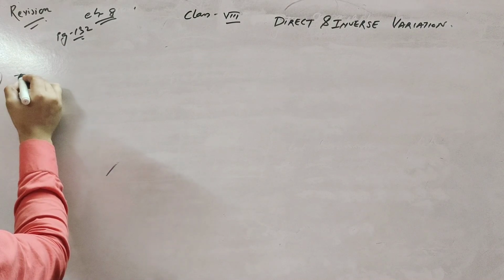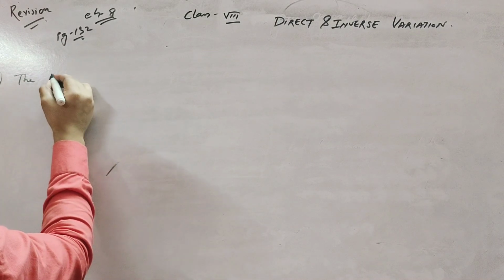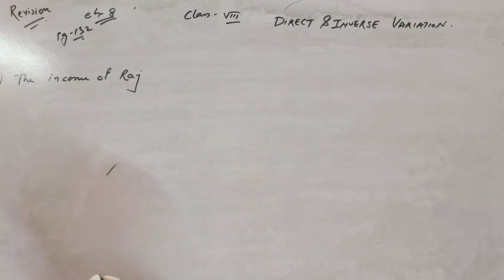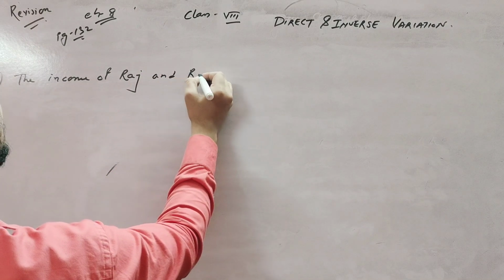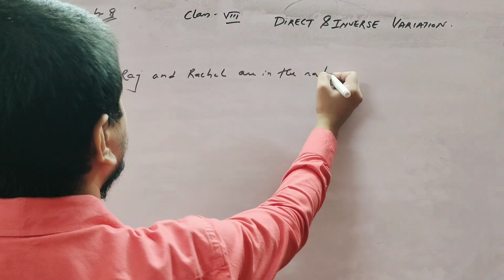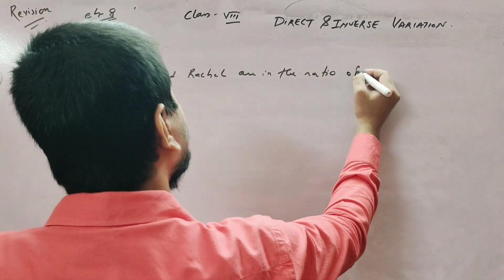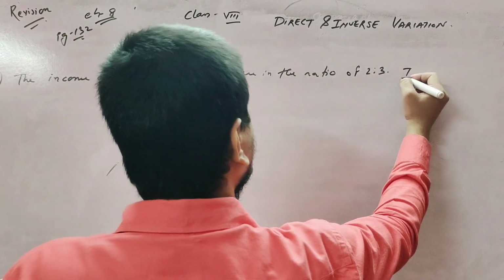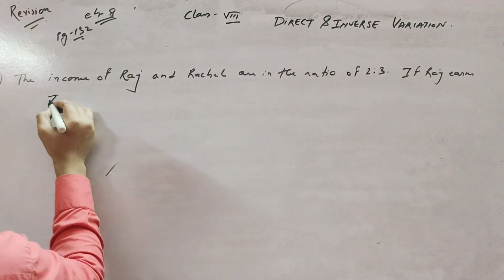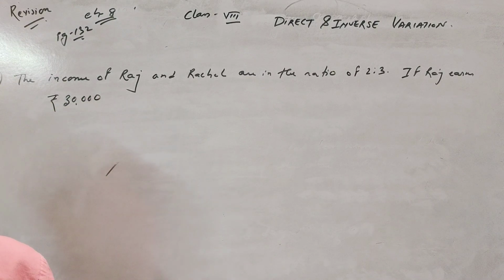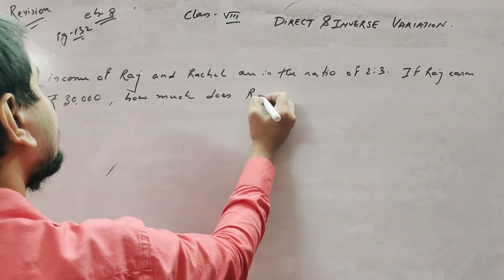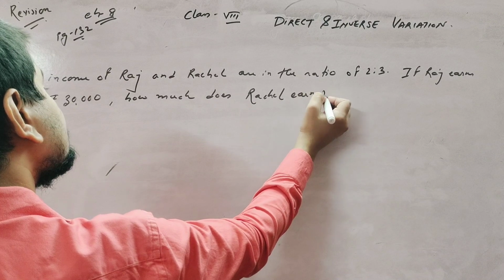Question number 9. The incomes of Raj and Rachel are in the ratio 2:3. If Raj earns rupees 30,000, how much does Rachel earn?